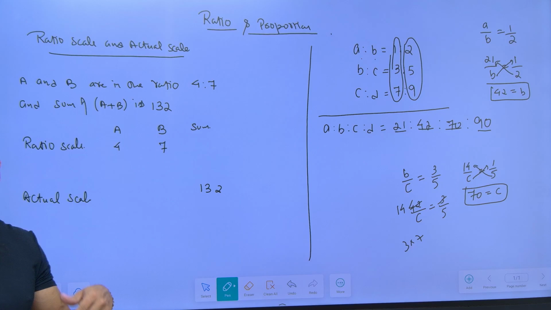So I have to find some number which when multiplied with 11 gives 132.